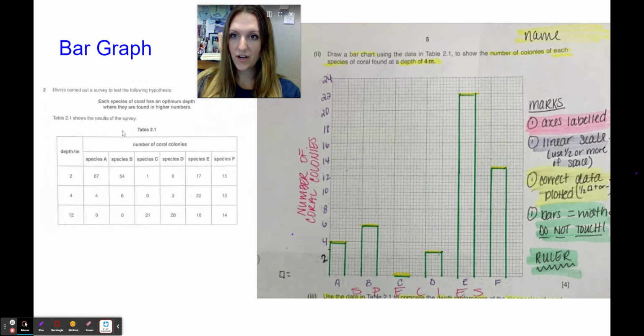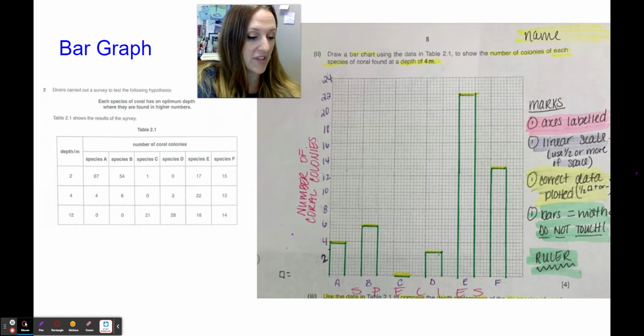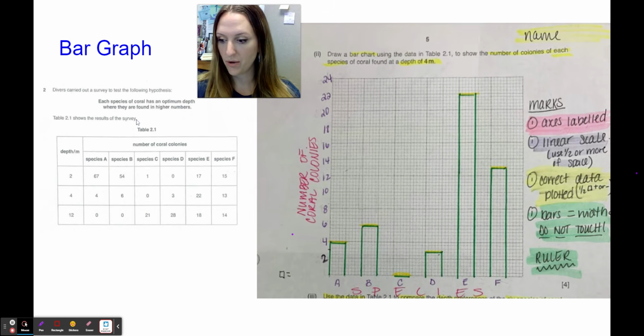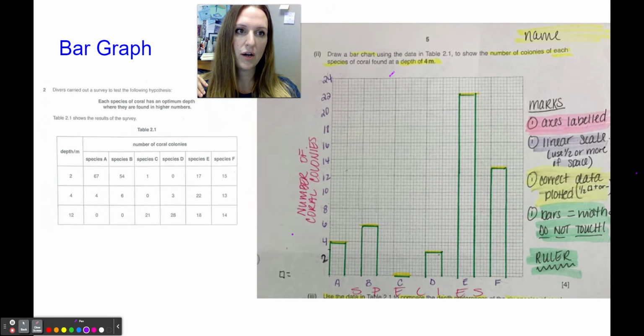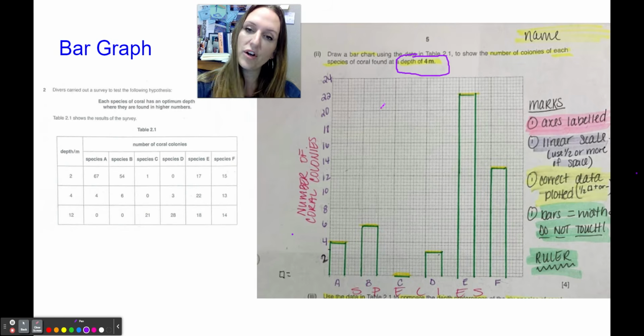And the same thing here. This one was the bar graph for the different coral species at the depth of 4 meters. And so this one, just to talk about putting the labels from the data table immediately on the graph, it said draw a bar chart to show the number of each coral species, so how many of each species is going to be at the depth of 4.